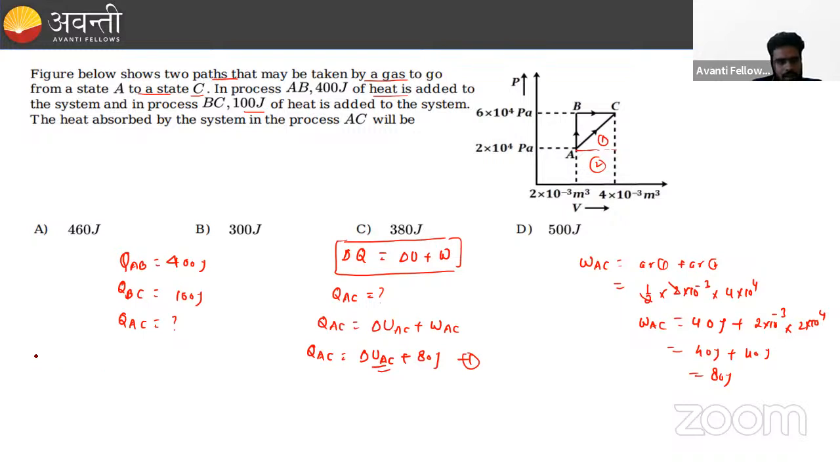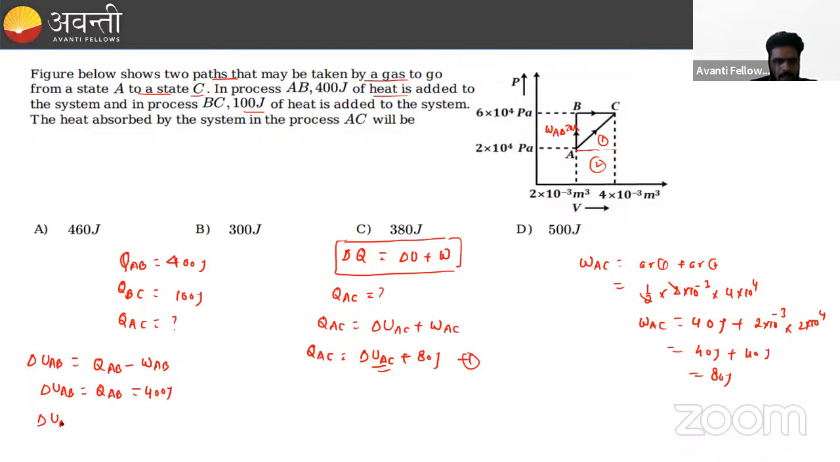We can say that the internal energy along the path AB can be written as QAB minus WAB. But the AB process is isochoric, so we can say that work done along this path is 0. So internal energy along AB must be equal to QAB, because WAB is 0, and this value will become 400 joule.